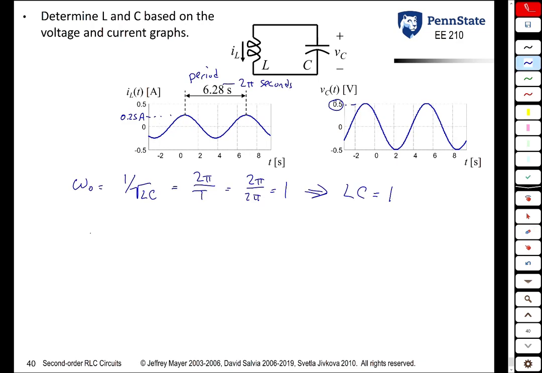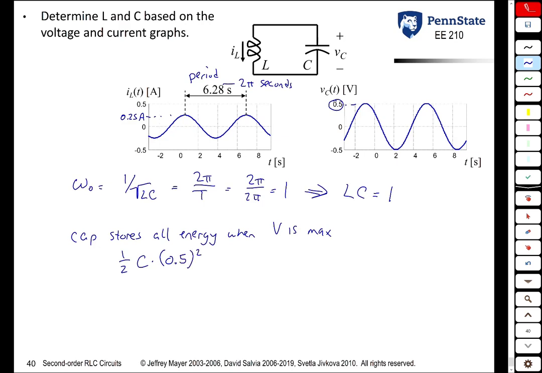So where do we get the rest of the information we need in order to determine what L and C are? We know that when the voltage is maximum, all the energy is stored in the capacitor. So the capacitor stores all the energy when the voltage is maximum. And what is the energy stored? It's 1/2 times the capacitor value times the voltage across the capacitor, which is 0.5 volts squared.